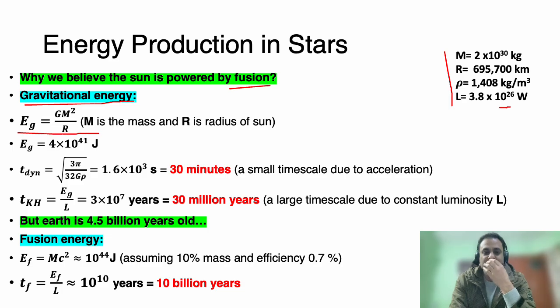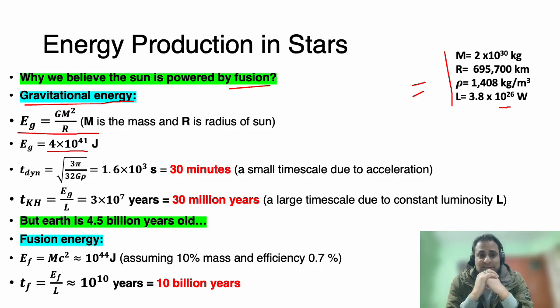So the formula is, G for the gravitational. So this gravitational energy Eg is equal to Gm square over R. And the answer, if we put these numbers, is about 4 multiplied by 10 to power 41 joule. This is a huge amount of energy. But the question is how long this energy can be released. So what is the lifetime or the time scale of the process in which this gravitational energy can be totally converted into light?